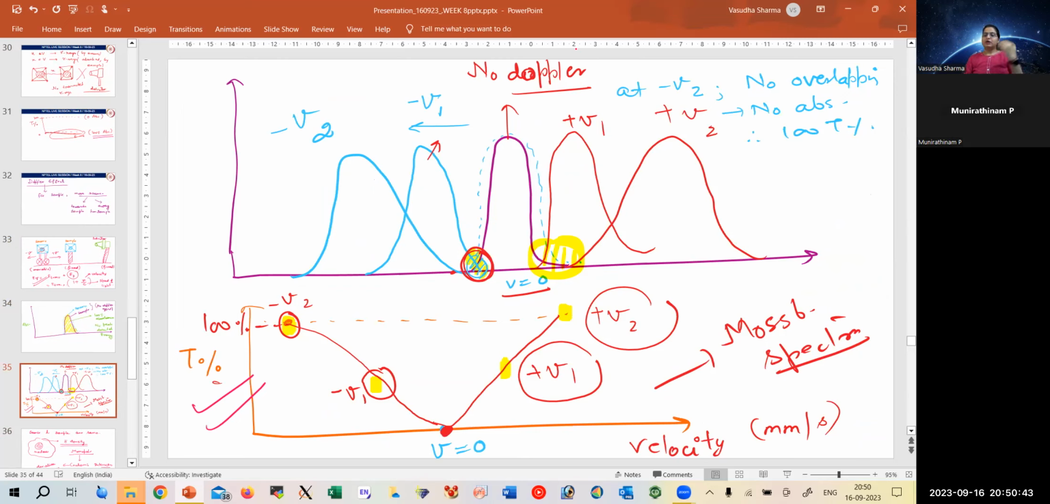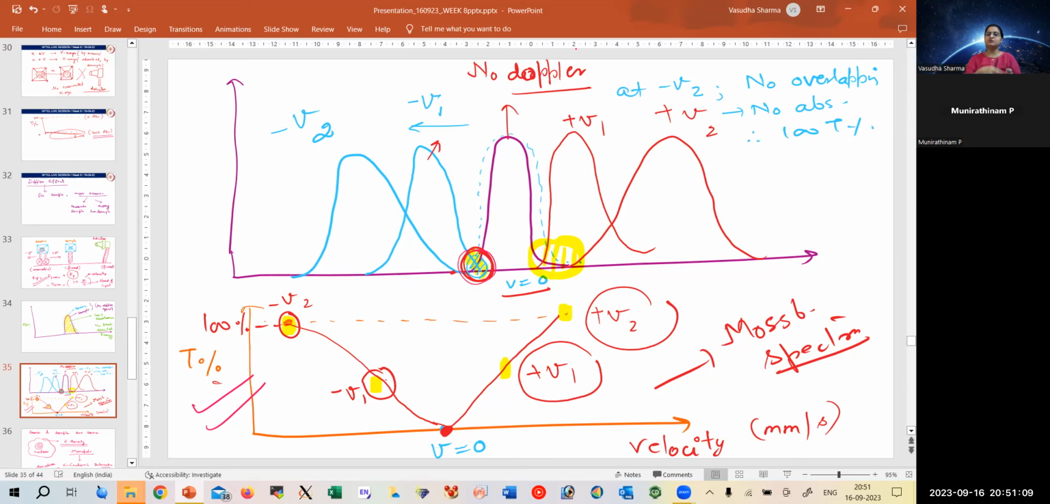If I move away from the source, that would be minus v1 velocity. Minus and positive is just the direction. So if it moves, there is a certain region where it is overlapping, that means there is absorbance, and we can expect at this particular absorbance, there would be this much transmittance. If it moves away from that sample with minus v2 velocity, it will have no absorbance because there is no overlapped region, therefore 100% transmittance.